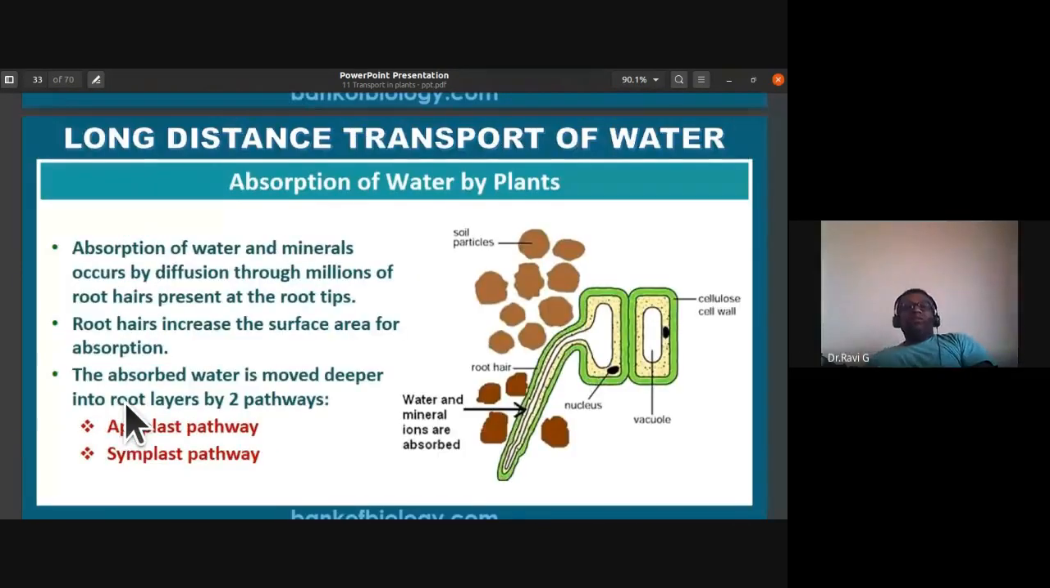See, the absorption of water and minerals occurs by diffusion. Within the root cells, the root hairs you have, the absorption of water and minerals occurs by diffusion through millions of root hairs present at the root tip. So what does the root hair do? It increases the surface area available for absorption.